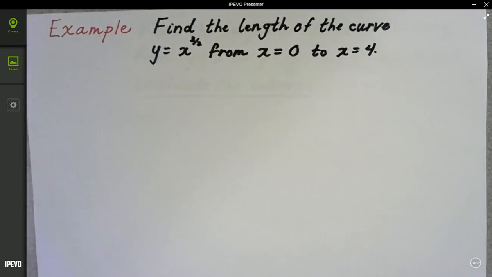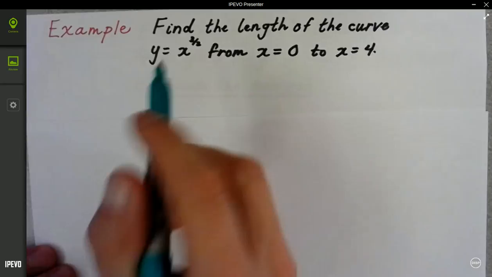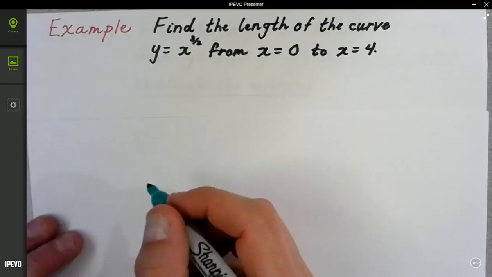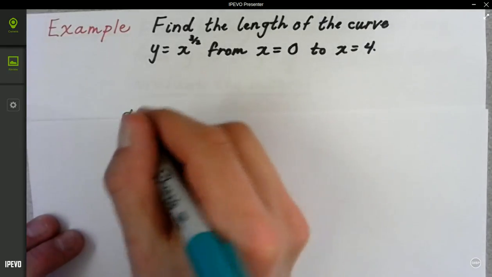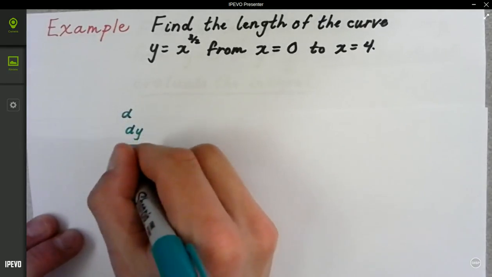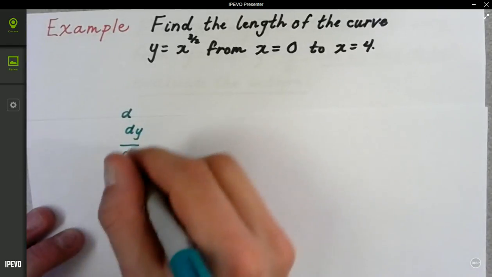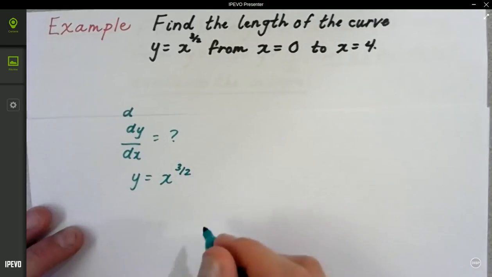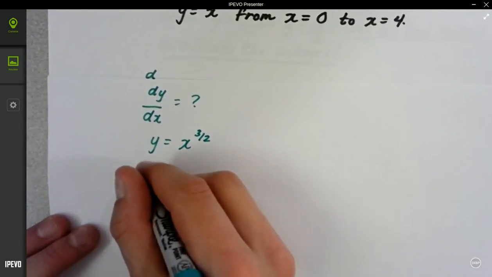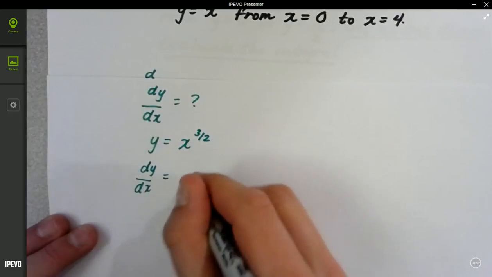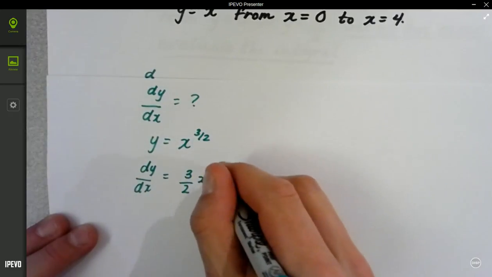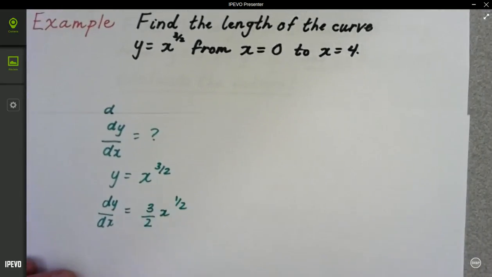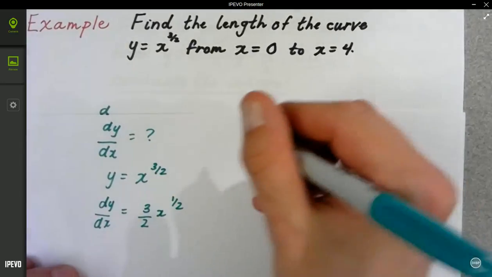So let's find the length of the curve y equals x to the 3/2 from 0 to 4. The first thing we need to find is dy dx. We know that y equals x to the 3/2, so taking the derivative now, not the integral, dy dx equals 3/2 x to the 1/2. So we have that dy dx, and now we can apply the rule. We're going from 0 to 4, so let's look at the integral.